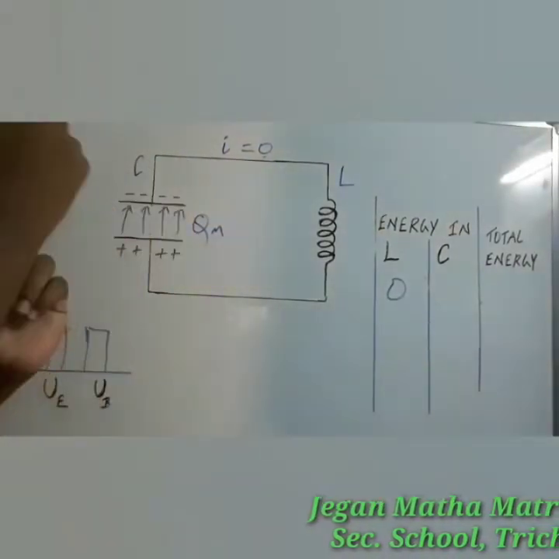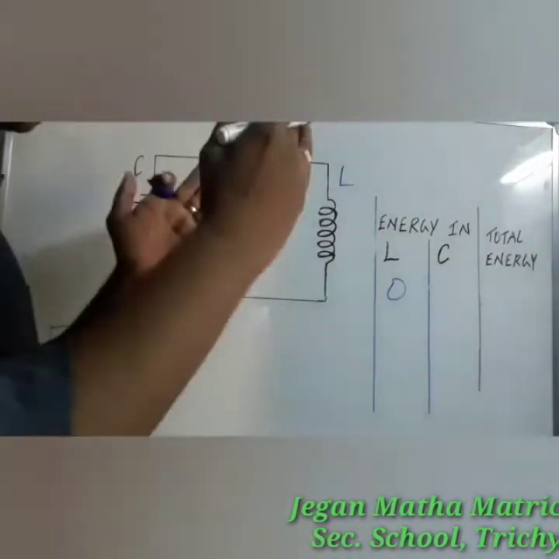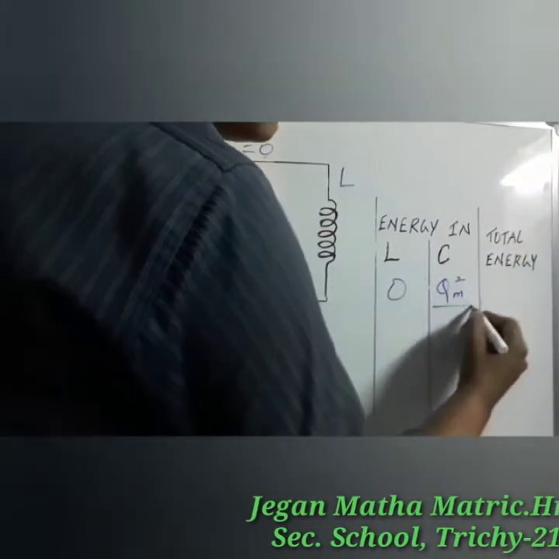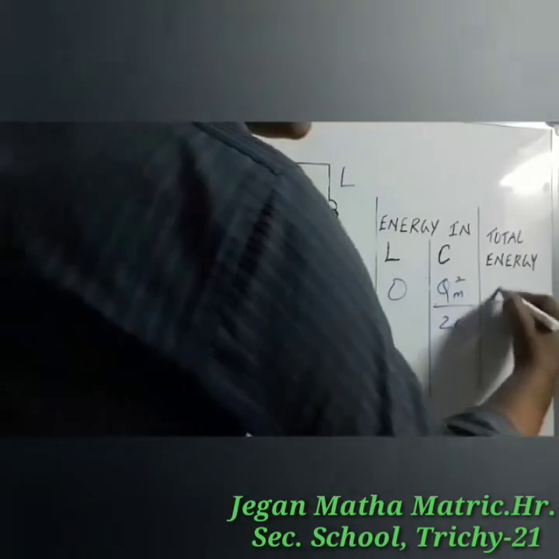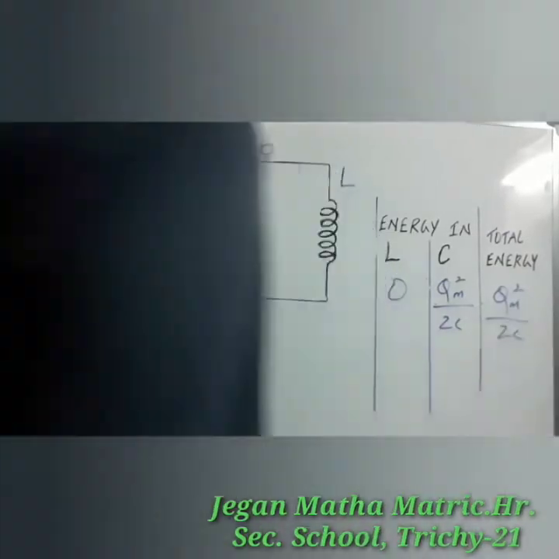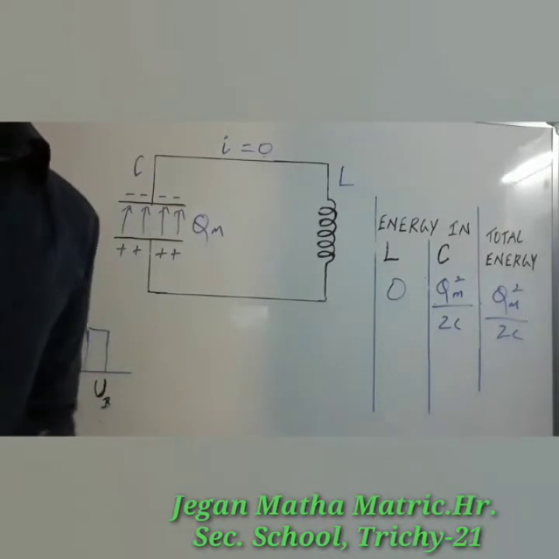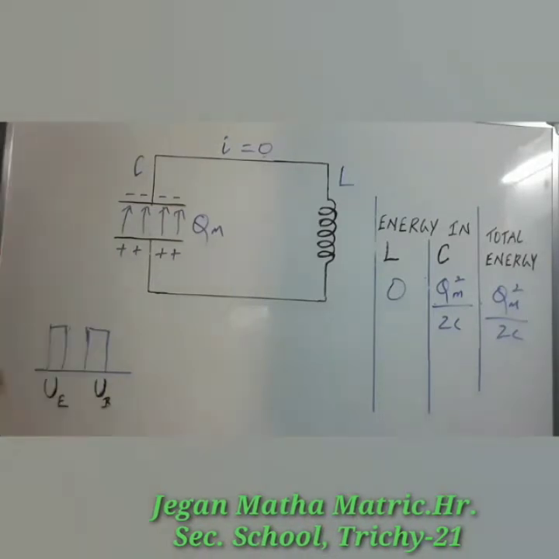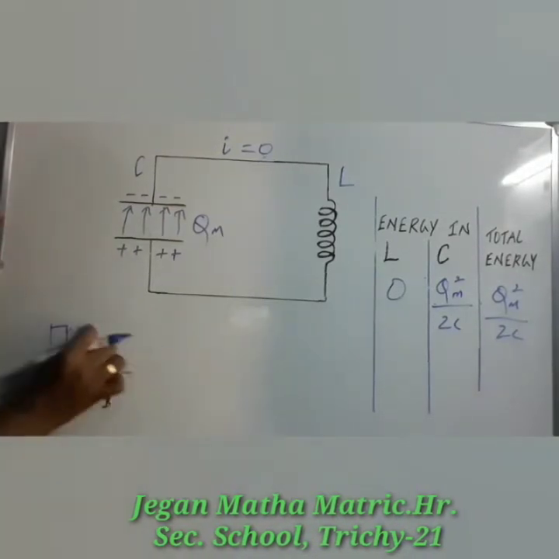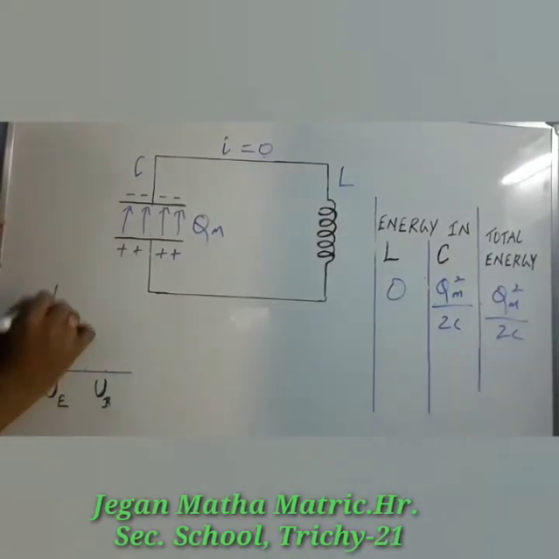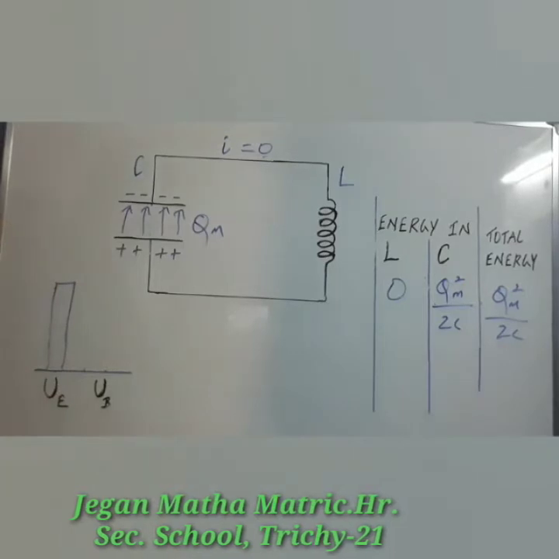What is the energy stored in the capacitor in this case? That has a maximum value. That can be written as Qm square by 2C. What is the total energy? Qm square by 2C. So we can say in this case the total energy is fully electrical. So in the reference diagram, once again we can draw, so that there will be no magnetic energy. So the energy is fully in the capacitor, electrical energy.